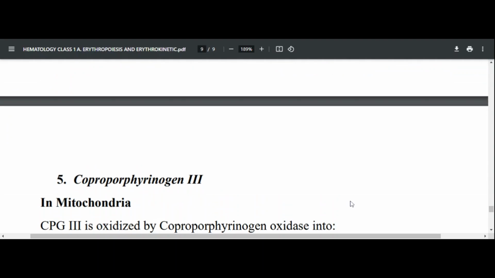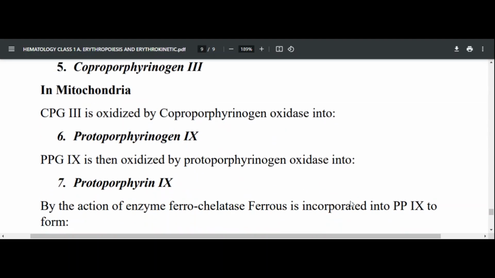Then coproporphyrinogen 3 will be the fifth molecule in heme biosynthesis. This coproporphyrinogen 3 will in fact migrate back into the cytoplasm, and it will be oxidized into protoporphyrinogen 9. So protoporphyrinogen 9 will be another molecule back into the mitochondria after oxidation of coproporphyrinogen 3. Then this protoporphyrinogen molecule will also undergo further oxidation and become protoporphyrin 9 in mitochondria.